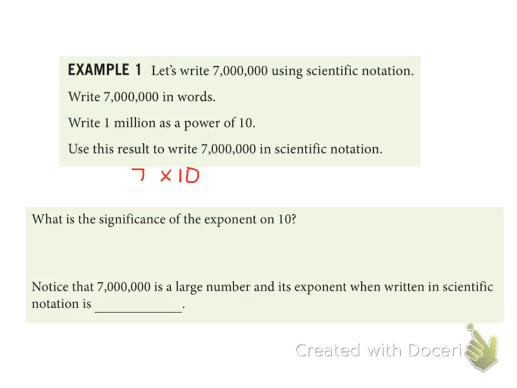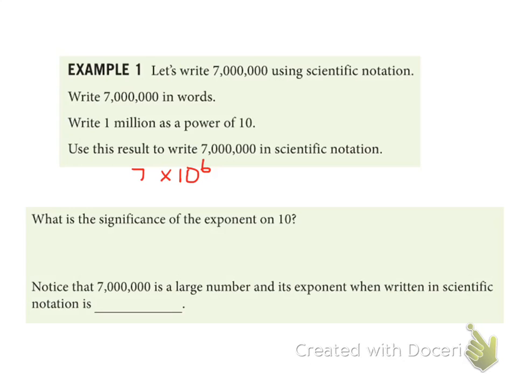Where's the decimal point at in 7 million? When you don't see one, where is it? It's at the end. So now if you move it over so that it's right behind the 7, how far did you move it? 6. So there's 7 million in scientific notation.